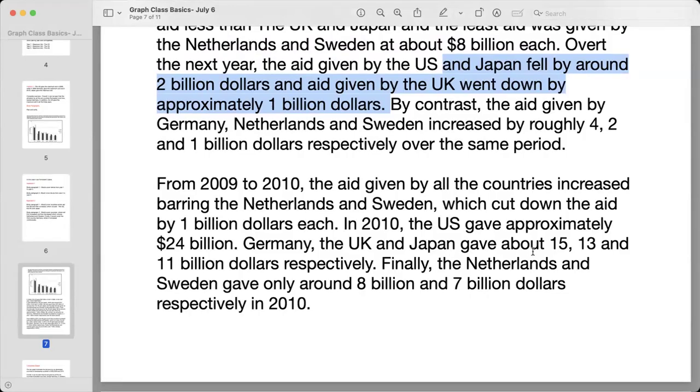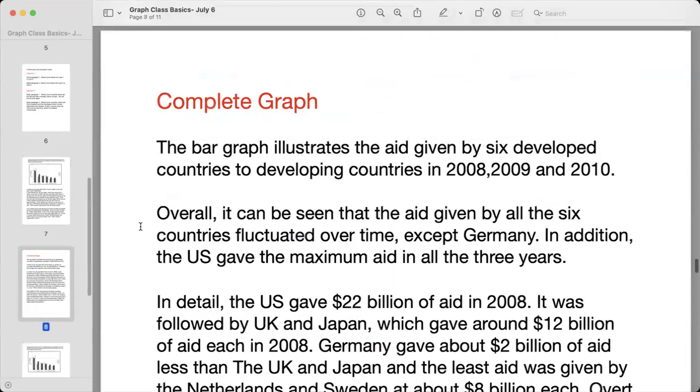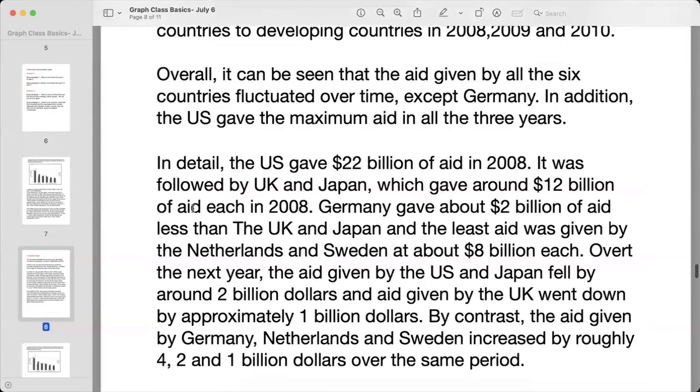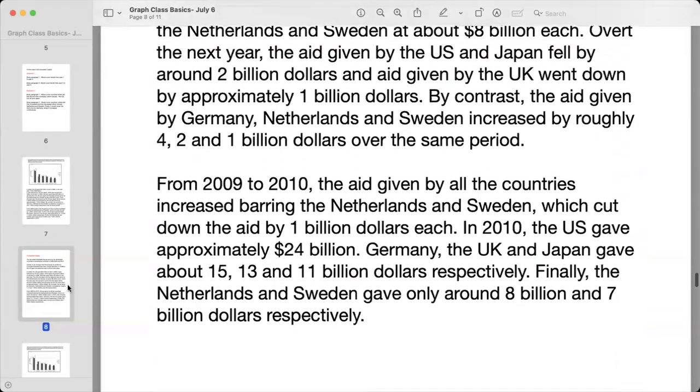Germany, the UK, and Japan gave about 15, 13, and 11. And finally, the Netherlands and Sweden gave only around $8 billion and $7 billion respectively in 2010. So I've given the data for every country, and I ended my graph here with the data of 2010. That's my first approach. I've written the whole graph here with the introduction and the body paragraphs.